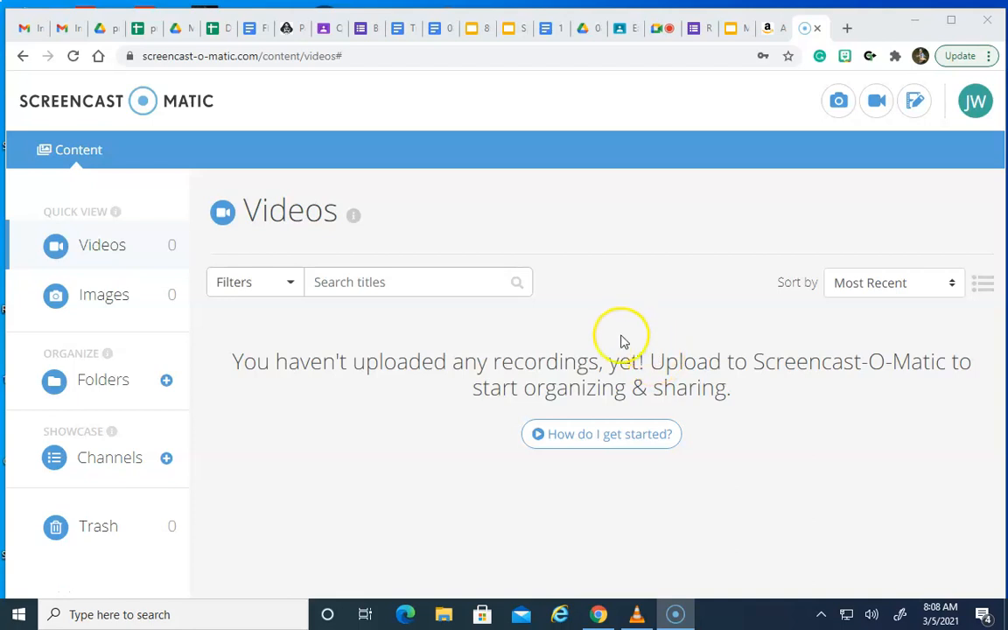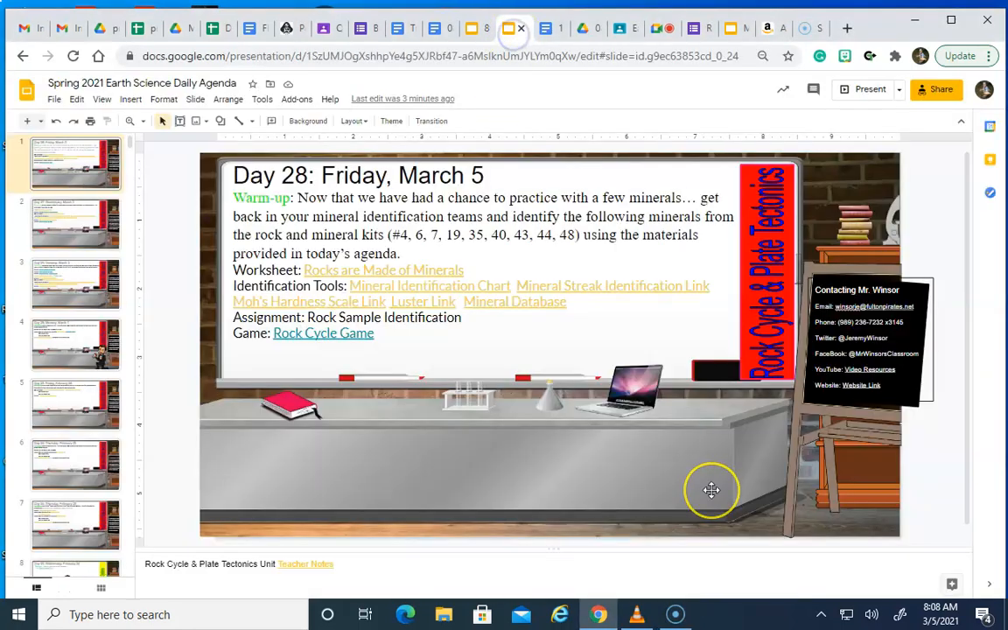All right. So on our daily agenda, we have had a chance to practice with a few different minerals, explore what a streak looks like, explore hardness. We're going to get back in our mineral identification teams, and we're going to identify the following minerals from the Rockin Minerals Kit. Sample number 4, sample number 6, sample 7, 19, 35, 40, 43, 44, and 48.